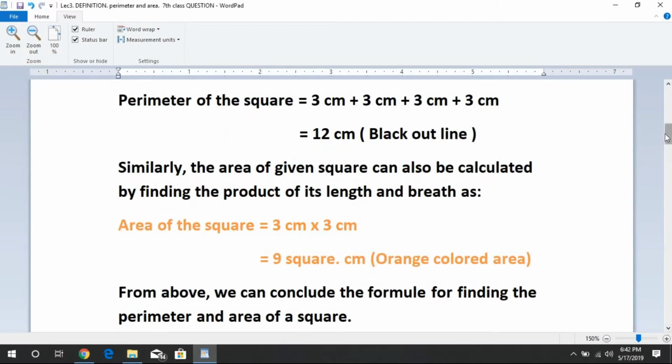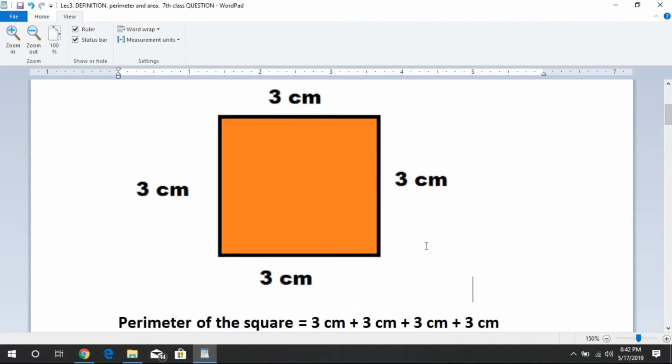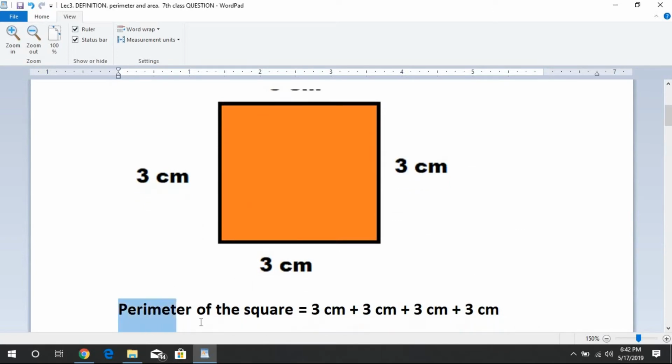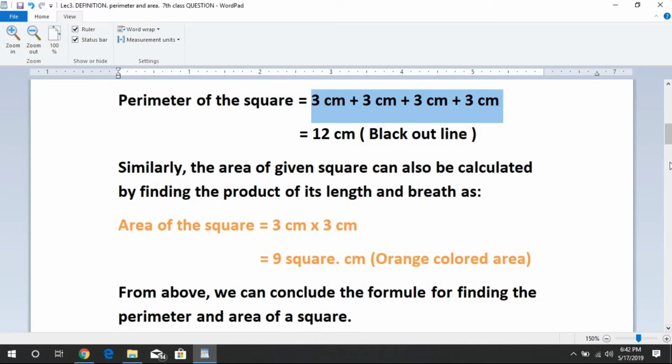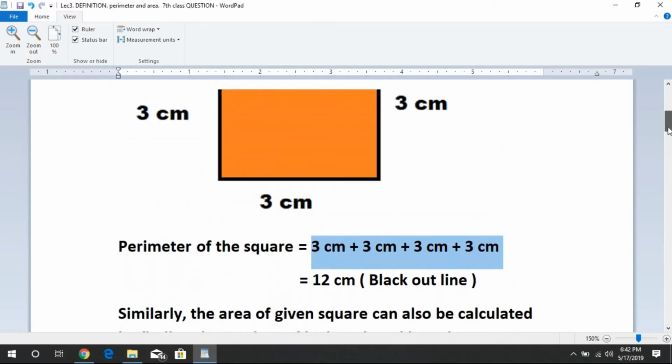Now we calculate the perimeter of the square, which is equal to 3 plus 3 plus 3 plus 3. We add all four sides. We get 12 centimeter. 12 centimeter is the perimeter of a square.